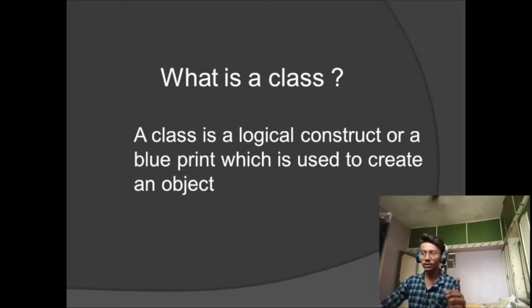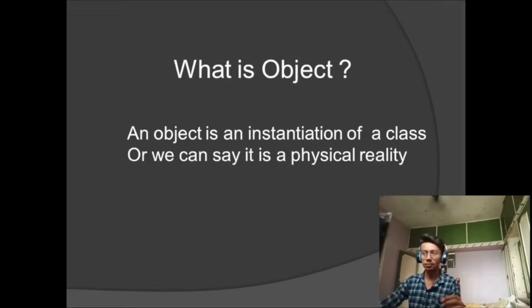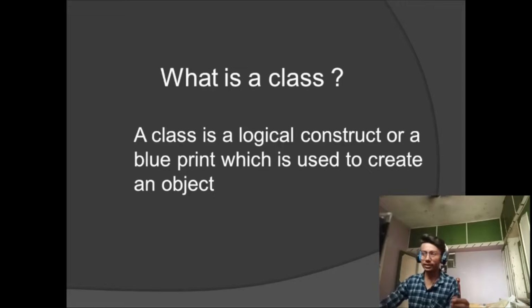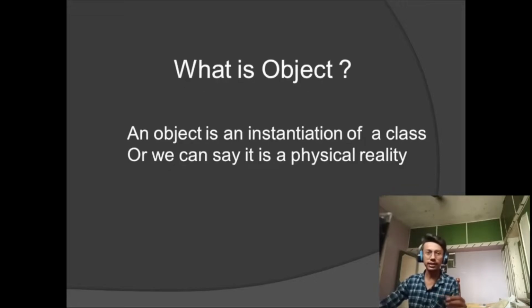A class is a logical construct, or we can say a blueprint to create an object. It's not a physical reality, but an object is an instantiation of a class, or we can say it is a physical reality. When we create a class, it does not allocate memory. But when we create an object, it allocates memory at runtime.